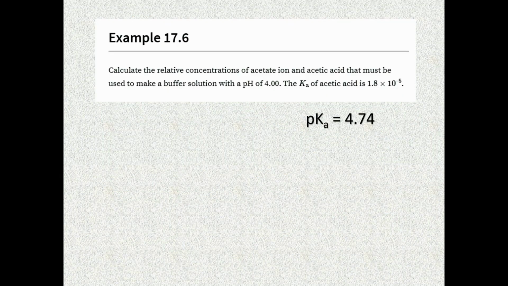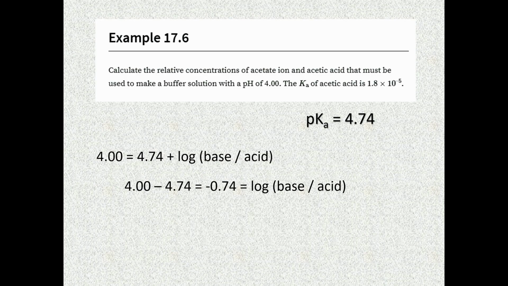So, how much acetate ion and how much acetic acid would I need to make a buffer solution of pH of 4? Ka is 1.8 times 10 to the minus 5. pKa is 4.74. Again, 1.8 times 10 to the minus 5 is one of the only Ks I have in my head, and I know that the pK of that is 4.74. So 4 equals 4.74 plus the log of the base over the acid. So 4 minus 4.74 is minus 0.74.